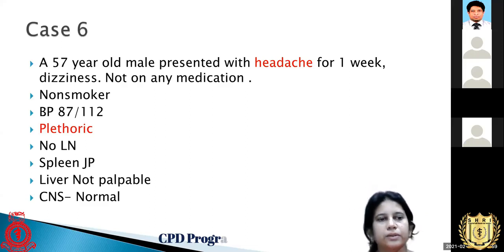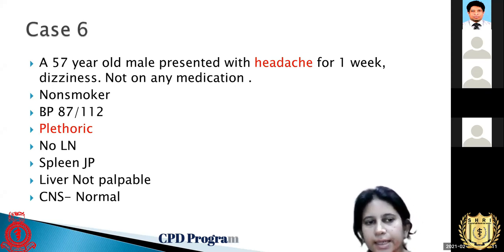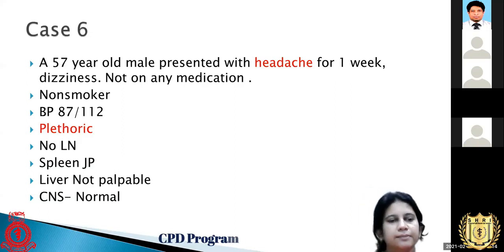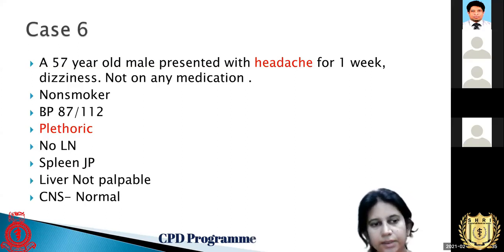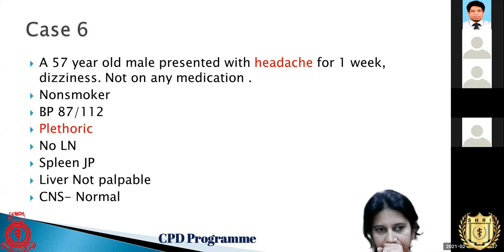Okay, we'll go to case number 6. This is something different from the previous cases. A 57-year-old male presented with headache for 1 week and dizziness. He is not on any medication. He's a non-smoker, blood pressure normal, on examination plethoric. There are no lymph nodes, spleen palpable, liver not palpable, central nervous examination normal. So this patient, when you examine, you have noticed plethoric. So you are dealing with most possibly not an anemic condition, you are dealing with a polycythemic condition.